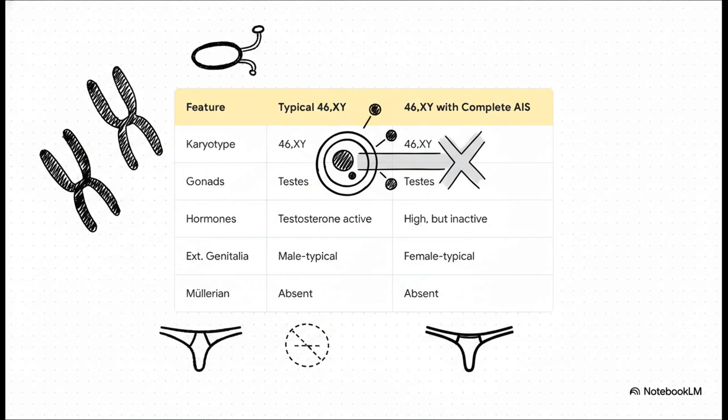Check it out. The genetics, 46XY, and the gonads, testes, are the same in both columns. But look at the hormones. In AIS, the body makes lots of testosterone, but it's like it's shouting into the void. The cells can't hear it because the receptors are inactive. And the result? Female typical external anatomy. It's just a stunning example showing that it's not just about what hormones you have, but whether your body can actually use them.